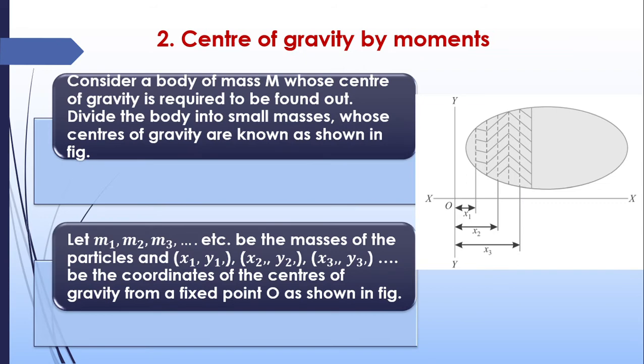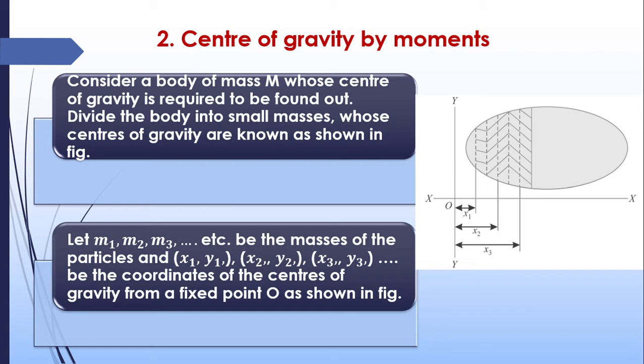Now the second way to find the center of gravity is by moments. Moments, you all know: force into perpendicular distance is moment. For taking moments, consider a body of mass m whose center of gravity is required to be found. Its center of gravity is not known to us; we don't know how to calculate the center of gravity of that particular figure.